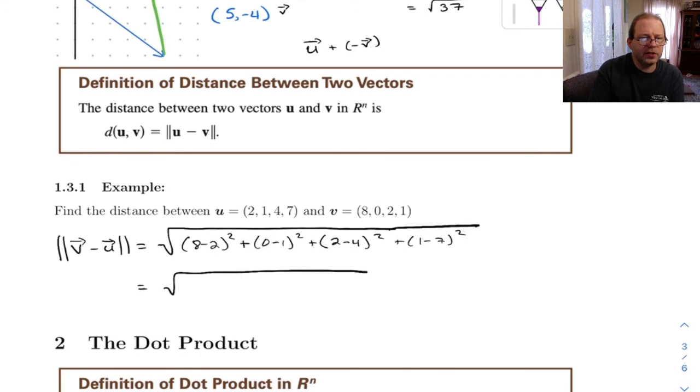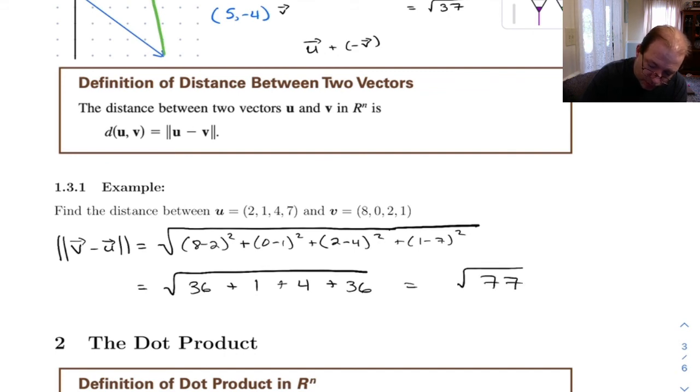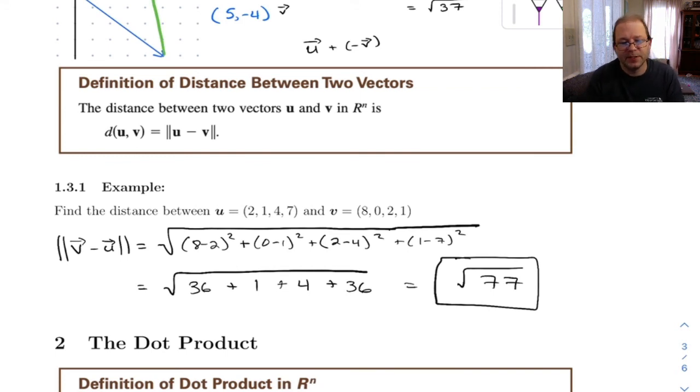So let's do these subtractions and squarings in one step. 8 minus 2 is 6, squared is 36. Negative 1 squared is 1. 2 minus 4 is negative 2, squared is 4. Then 1 minus 7 is negative 6, squared is 36. So let's see, we've got 36, 72, 73, 77. So the distance from one of those vectors to the other is the square root of 77. And that's all there is to distance.